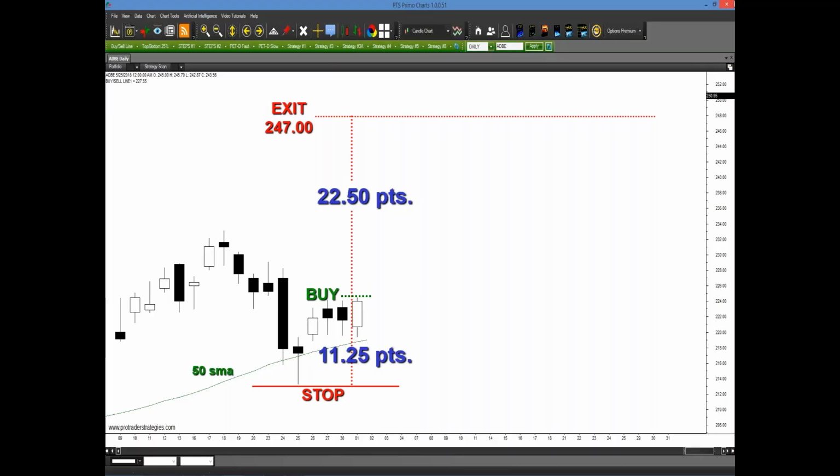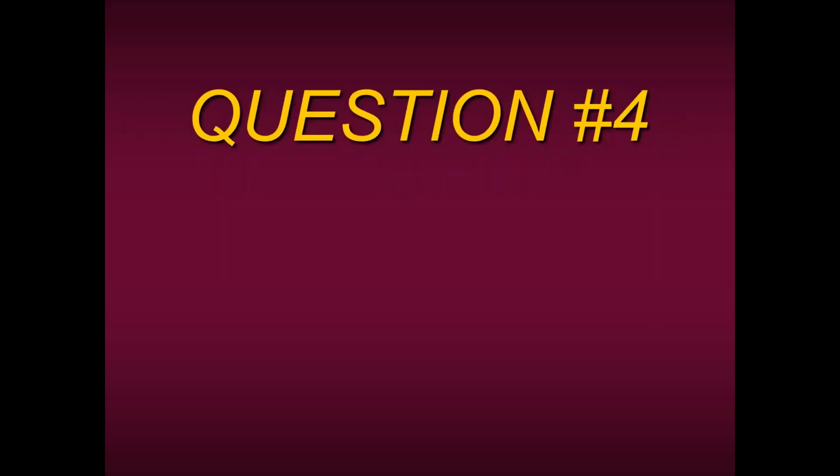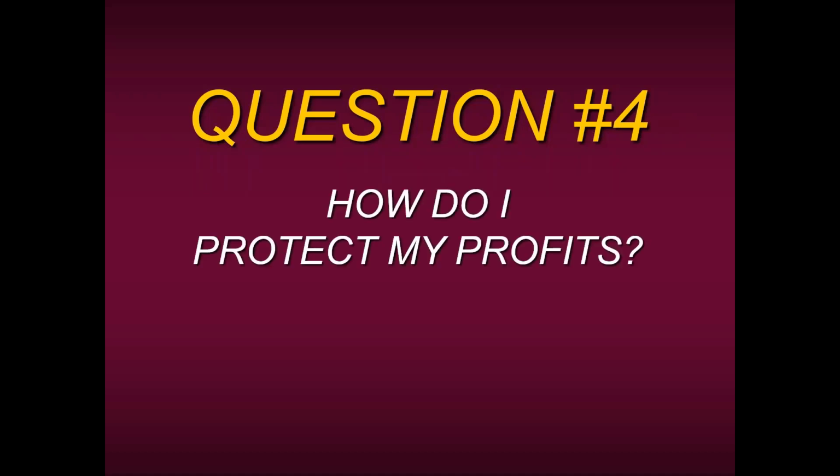Now, this is a very simple, very basic way in which to exit. We have other 6 or 7 different ways to exit. I'm just sharing with you the most basic. But this, once again, is showing you how simple trading can be. So once again, we haven't entered into the trade. We know where we're going to get in. We know where we're getting out with a loss, and we know where we're getting out with a profit. And we go to the 4th and final question, which is, how do I protect my profits?